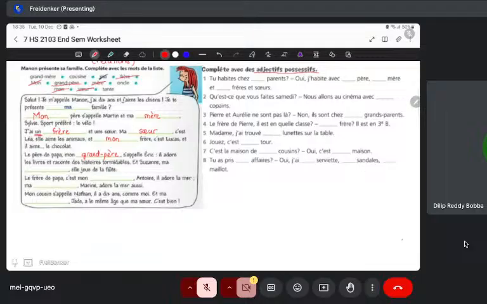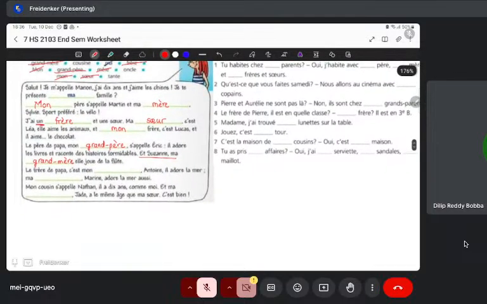A Suzanne, now that she talked about grandfather, it is only natural she talks about her grandmother. So there goes grandmother. So a Suzanne, ma grand-mère, there goes grandmother. Elle joue de la flûte. Flûte. Elle joue de la flûte. So she plays the flute. Now see, we know this grammar also. Jouer de la instrument. We know this grammar. So it's like everything is coming together.